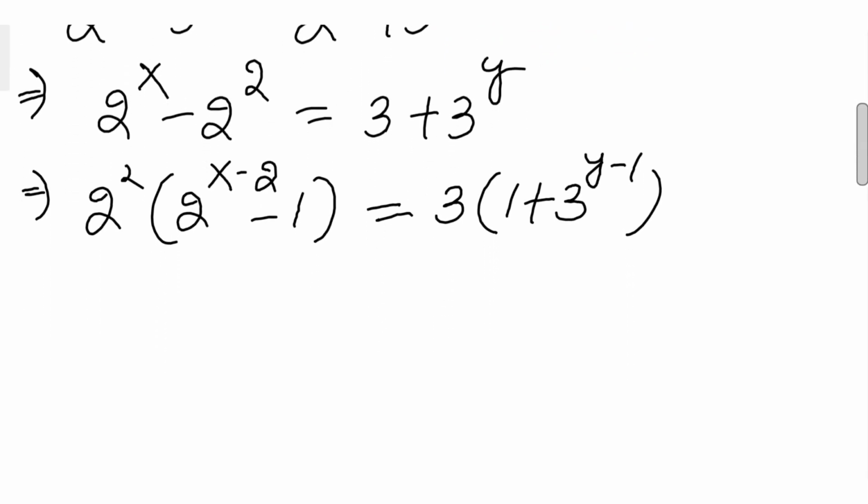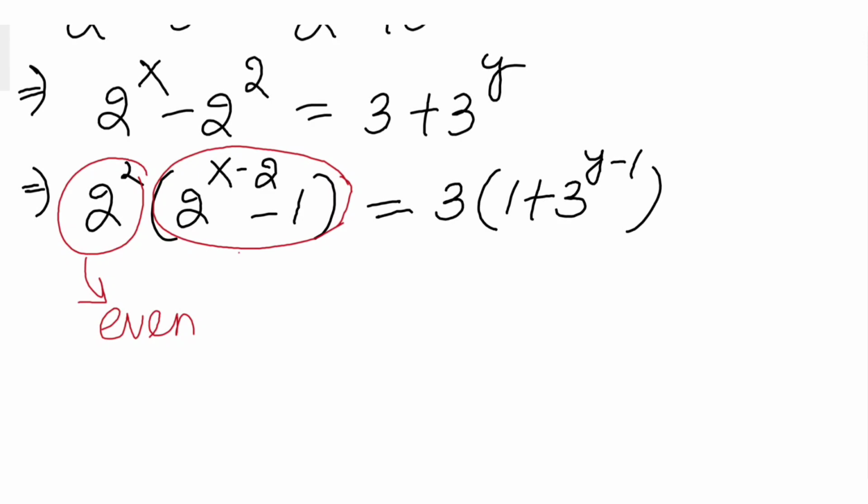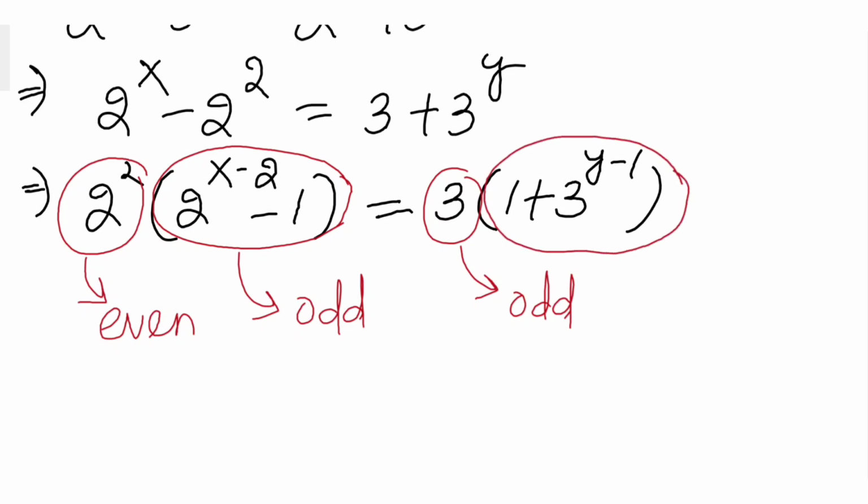And now let's compare this. This one is always even, 2 square is 4, but this one is 2 to the power something and 1 is subtracted, so this part must be odd, whereas this is odd, and 1 plus 3 to the power something is going to be even.